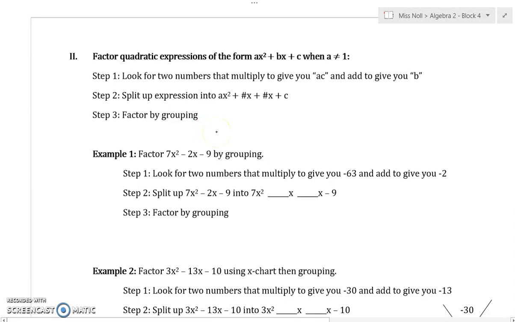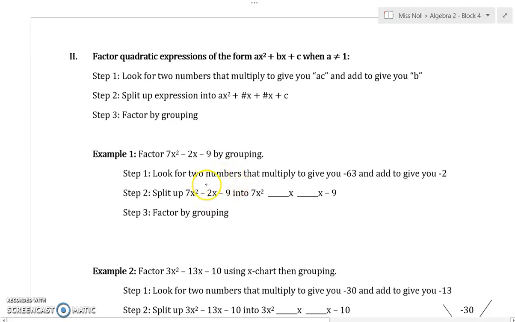So let's do an example because, like I always say, math makes much more sense in examples than in words. Looking at example 1, we have factor 7x squared minus 2x minus 9 by grouping. The first thing we always want to look for is, is there a GCF?